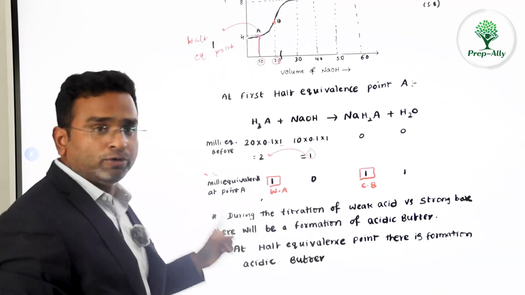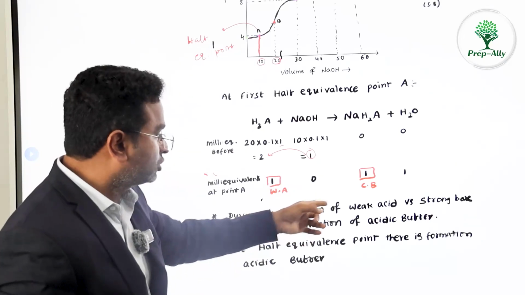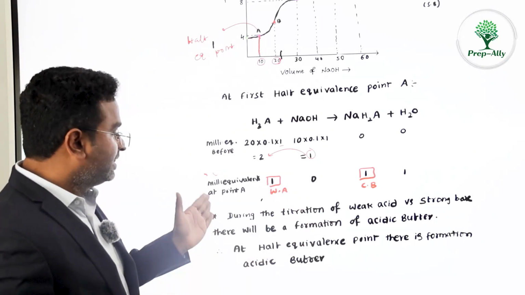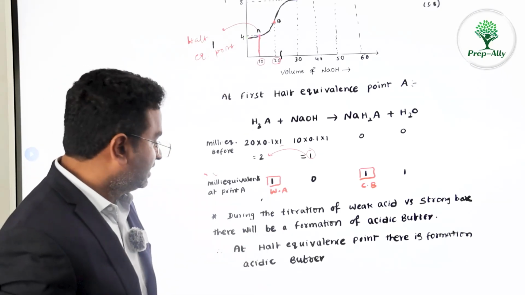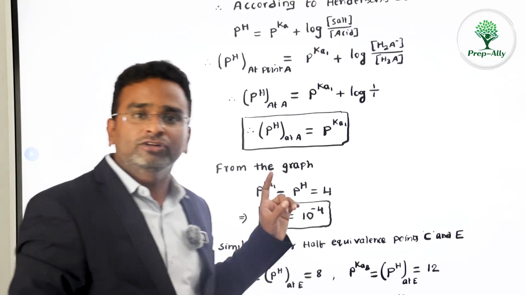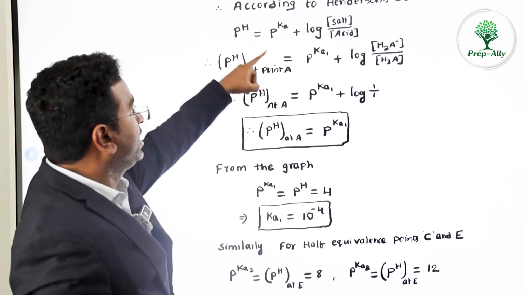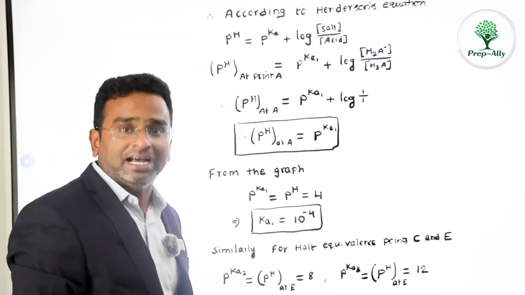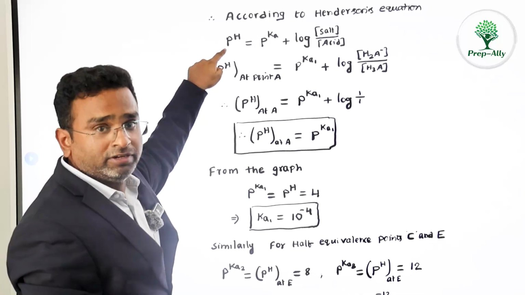Here, the most important point you need to learn is that during the titration of weak acid versus strong base, there will be a formation of acidic buffer. At a half equivalence point, there is a formation of acidic buffer, which indicates, according to Henderson's equation, that pH is equal to pKa plus log of salt by acid. This is for pH of acidic buffer, right?